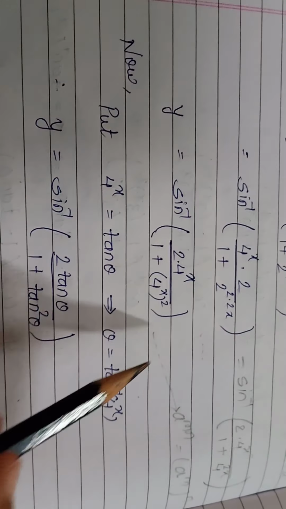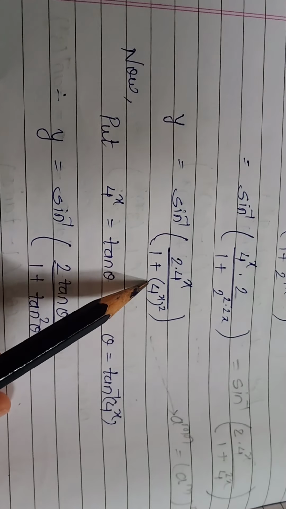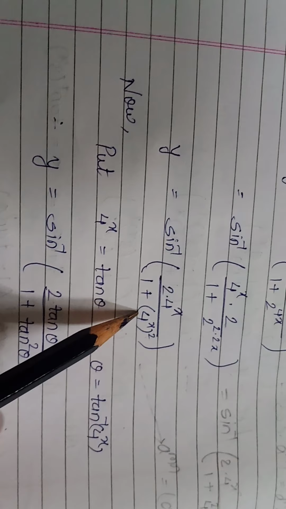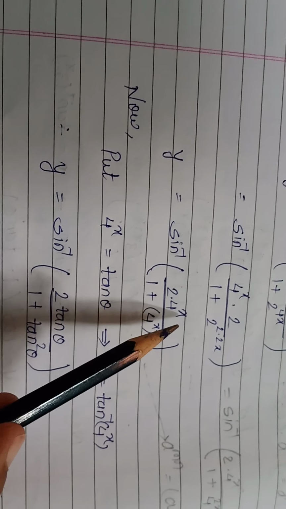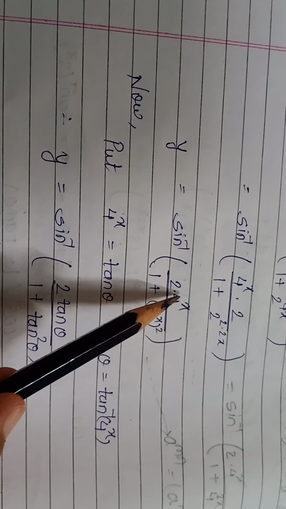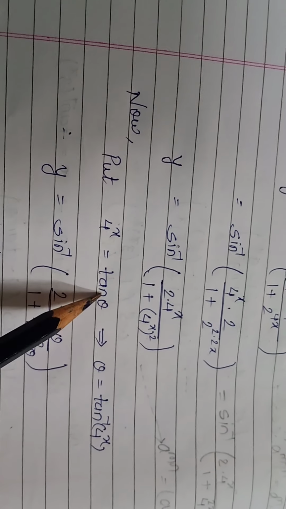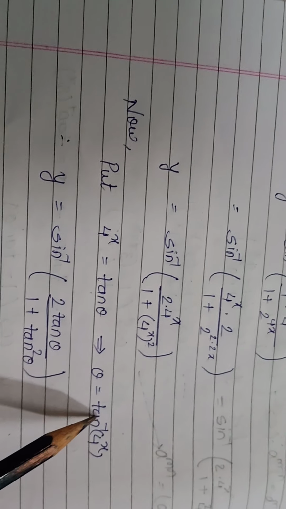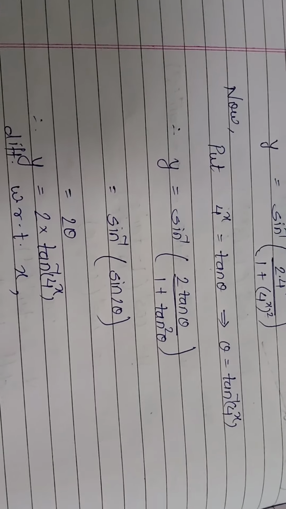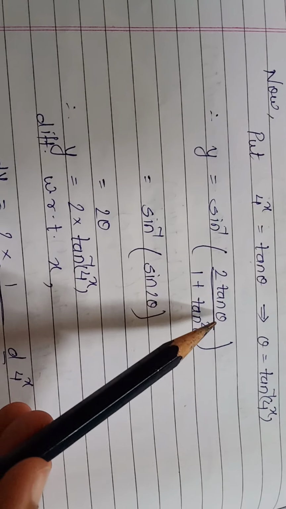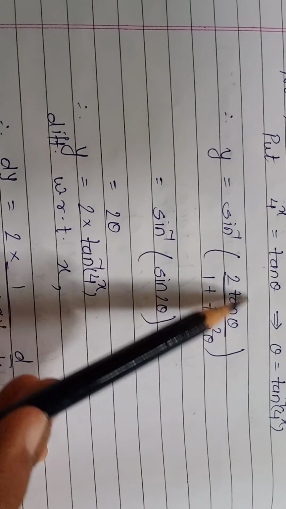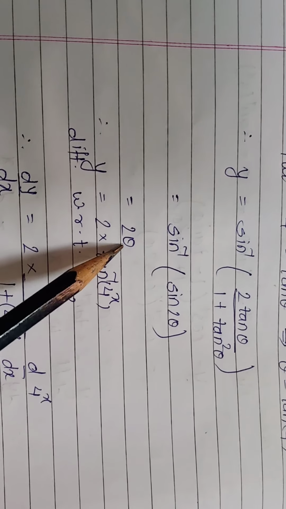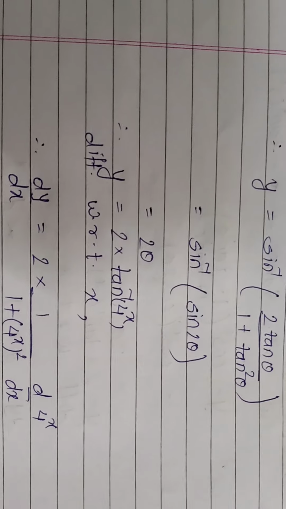Now see this form, this is something 2 into something upon 1 plus something square. So it means that this can be converted into 2 tan theta upon 1 plus tan square theta, right? So it indicates that this 4 raised to x we have to put as tan theta. So put 4 raised to x as tan theta, then theta will come as tan inverse of 4 raised to x. Similar steps are there now. Put this sine inverse of 2 tan theta upon 1 plus tan square theta. It is nothing but the sine 2 theta formula. Then sine inverse and sine will get cancelled. You will get 2 theta. Put the value of theta and find out the differentiation.